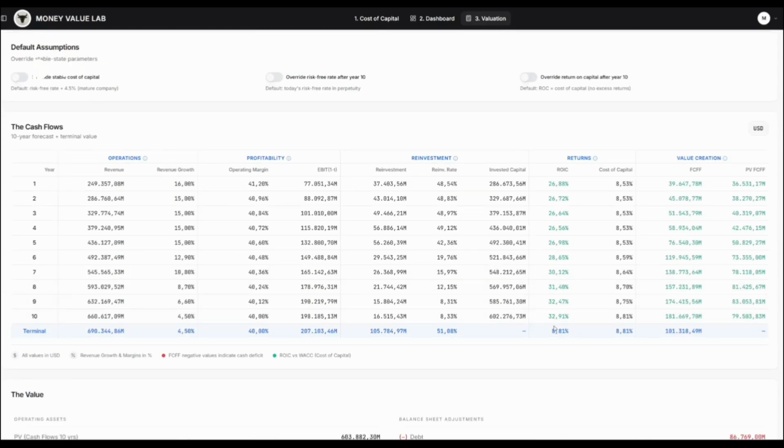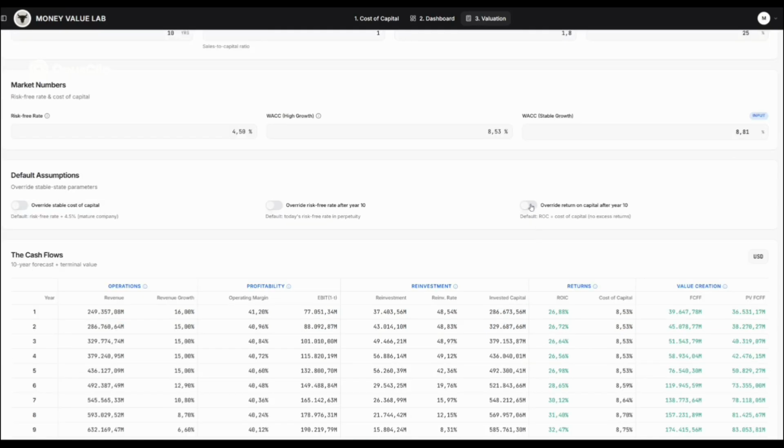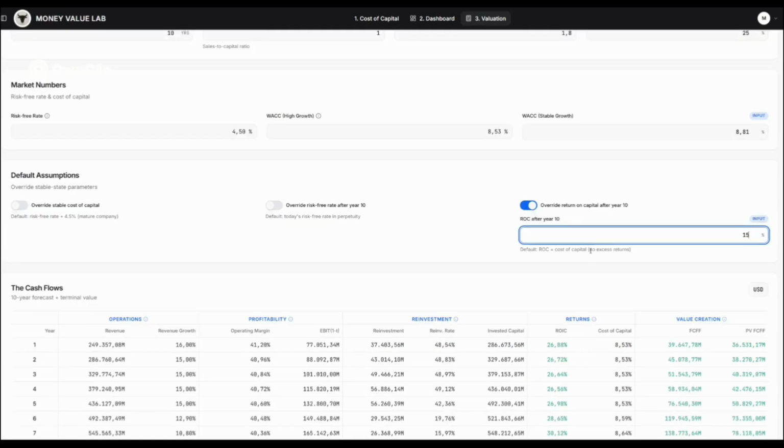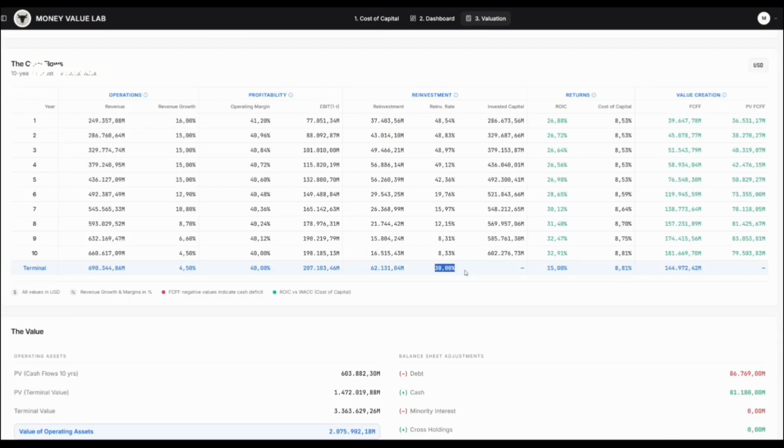Now, by default, return on invested capital will equal cost of capital in year 10. And you're probably wondering why. Well, McKinsey has made a study which shows that as a company matures, it will have difficulty earning higher than its cost of capital. Competition has increased, and it has a lot more competitors, and it can't then hike the prices of its product. But since Meta, I believe, is a unique business, I will override this assumption. I will put 15% here. What this will do is reduce my reinvestment rate here in year 10.